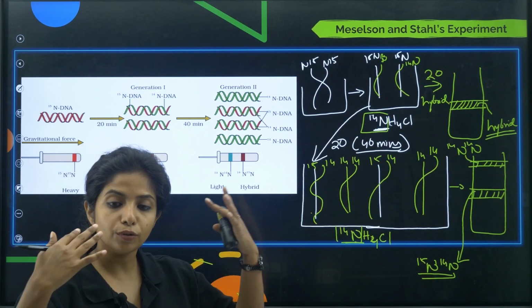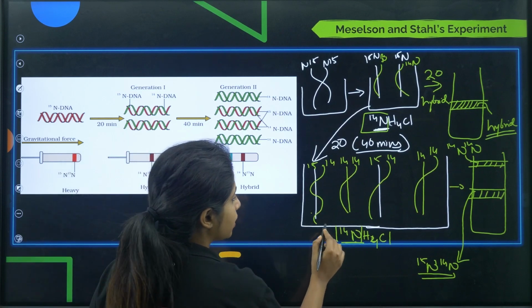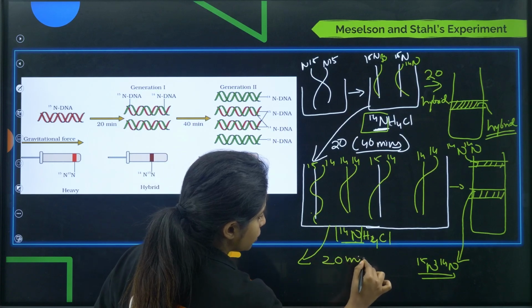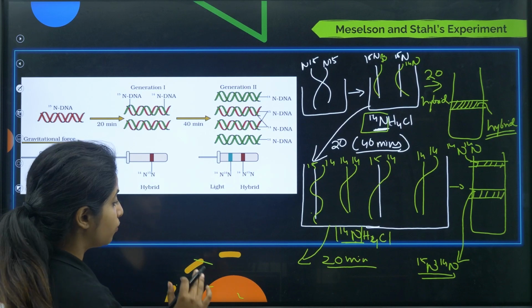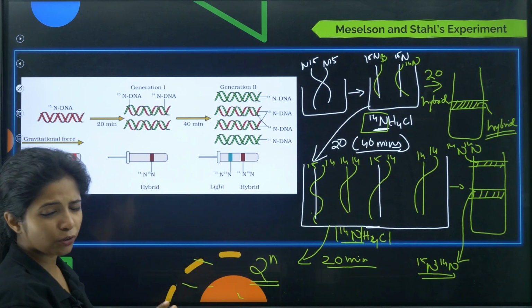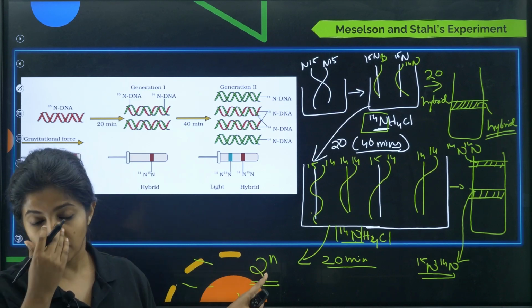Okay, and if you do this again and again repeatedly, after 20 minutes you again try to do the experiment. How many chromosomes will be found? Please remember, use this rule 2^n to find not chromosomes, but how many DNA will be formed. For finding that, use this formula, that is 2^n.